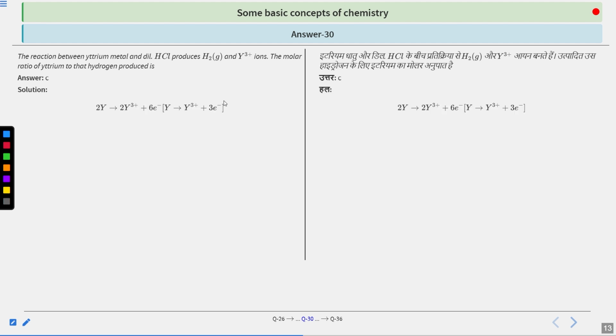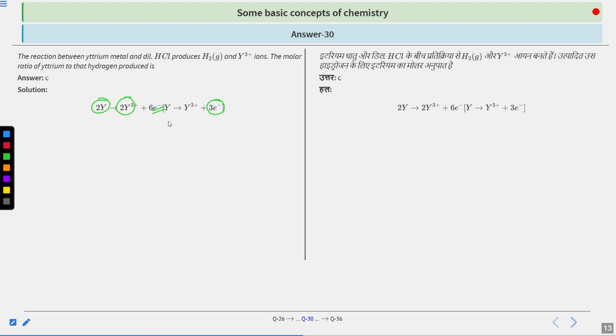Now we will write the oxidation of yttrium to yttrium 3+. So 1 mole of yttrium is giving 1 mole of yttrium 3+ and 3 moles of electron. If you multiply this whole equation by 2, you will get 2 moles of Y producing 2 moles of Y3+ and 6 moles of electron.